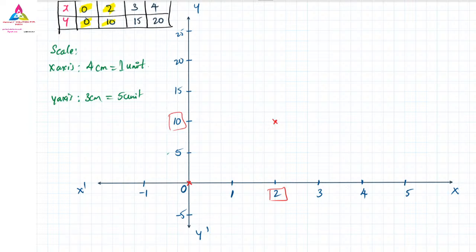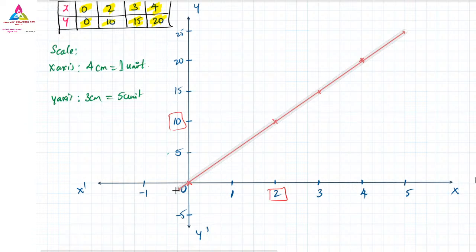These 2 points are very important for us. Then the x value is 3 and the y value is 15. So x value is 3 and the y value is 15, it will come here. And the last point is 4 and 20. So 4 and 20, when we have 4 here and 20 here, it will come here. Now very importantly, join a straight line. It must intersect all the points. If it is intersecting all the points, then your graph is proper, otherwise your graph is not proper. You have made some mistake.